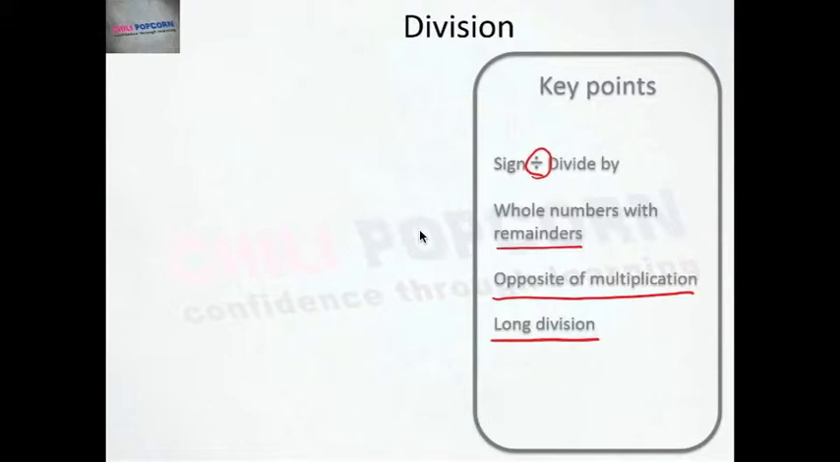So the first thing is the sign. Supposing I had two numbers, I had 6 and I had 2, and I wanted to divide 6 by 2. The way I write that sum, first of all, is 6, and then we put this line with a dot above and a dot below, divided by. That's the way you read that. So 6 divided by 2 is equal to whatever the answer is. So that's how we write it.